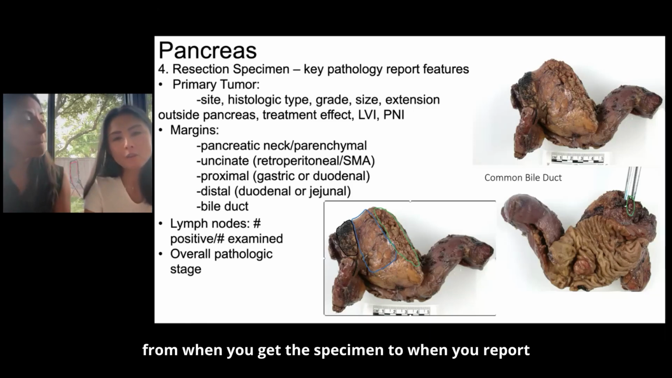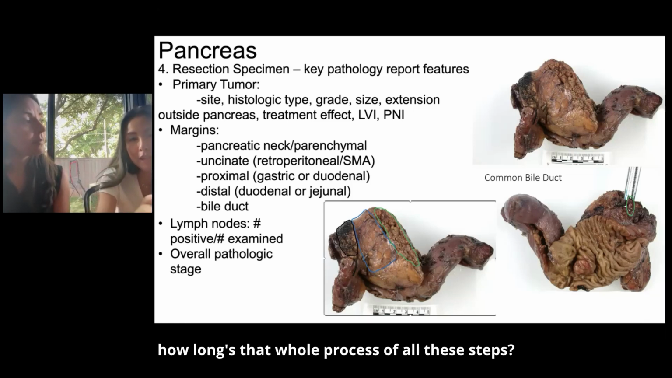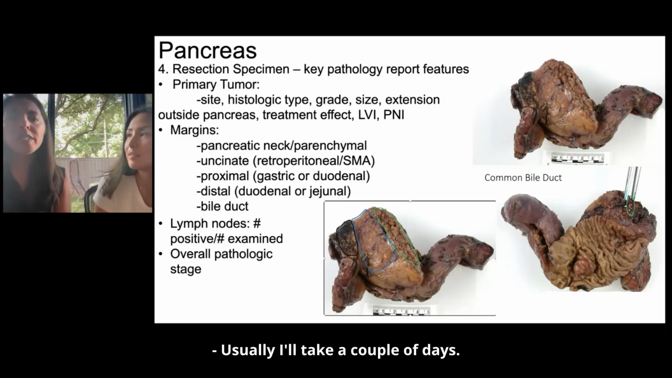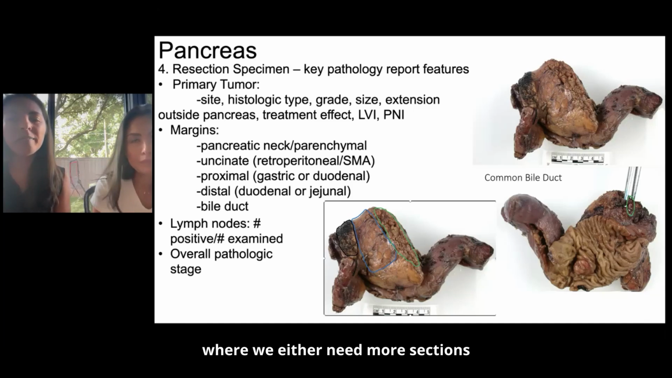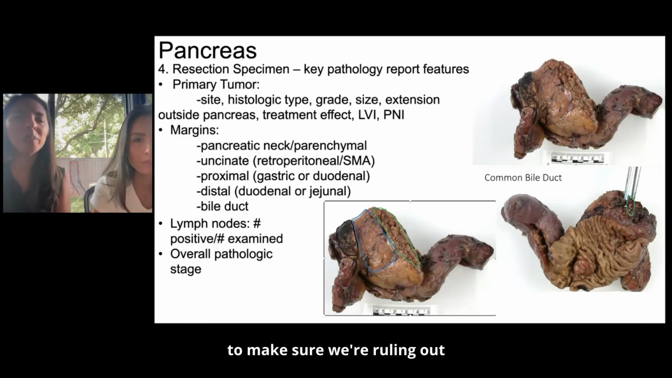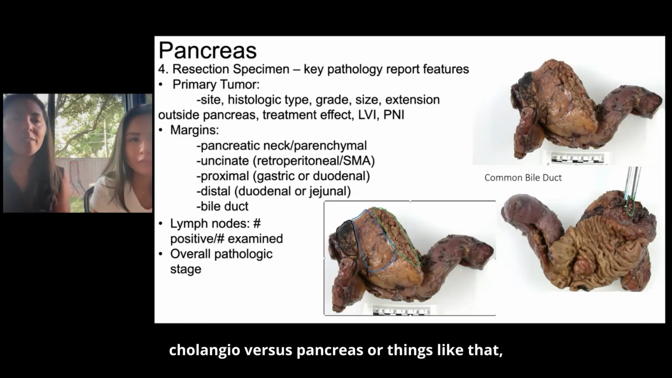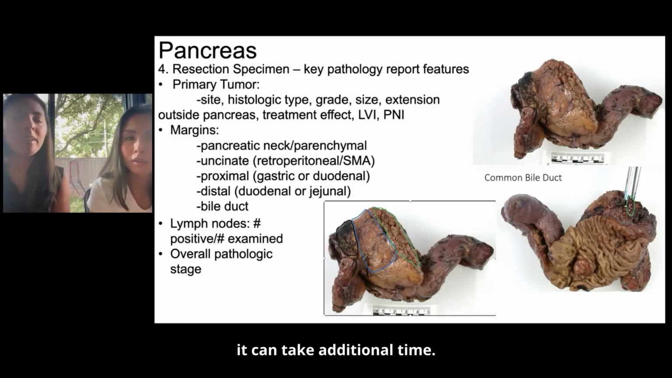And just out of curiosity, from when you get the specimen to when you report for pancreas cancers, how long is that whole process of all these steps? Usually it'll take a couple days, so 2 to 3 days. But if we run into problems where we need more sections to make sure we're ruling out cholangio versus pancreas and things like that, it can take additional time.